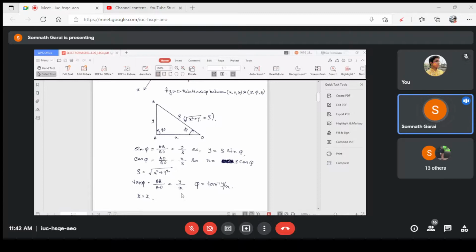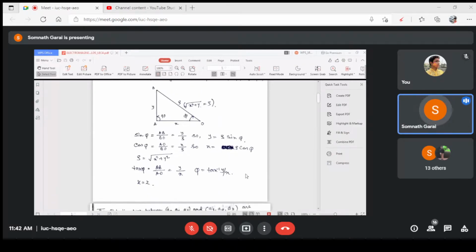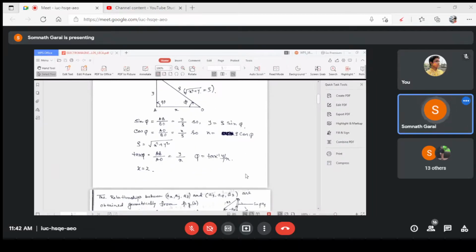And the third coordinate, I already said that the third coordinate of both coordinate systems, cylindrical and Cartesian, are the same. That's why z is equal to z. Now this is the relationship of the Cartesian coordinate system and cylindrical coordinate system, axis wise.